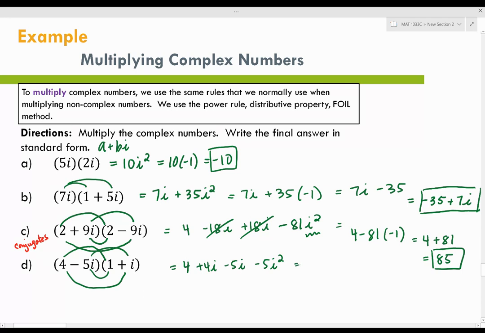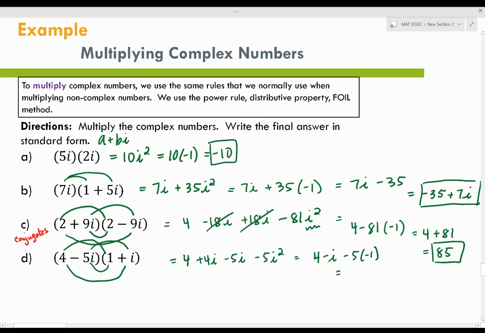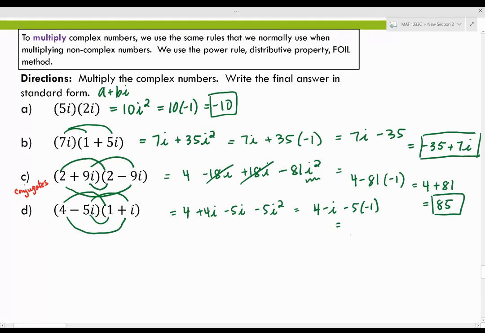All right, if we simplify and combine like terms, we're going to have 4 minus i minus 5 times negative 1, because the i squared becomes negative 1. That's going to give me 4 minus i plus 5, because the negative 5 times the negative 1 is positive 5. And then we're going to combine our real parts. So 4 plus 5 is 9. 9 minus i.